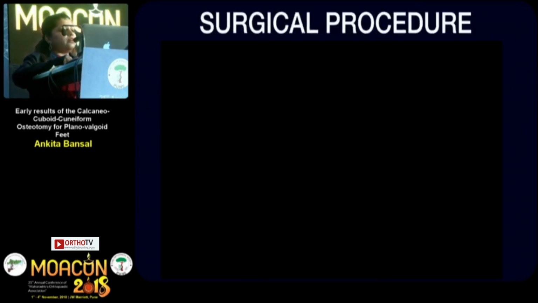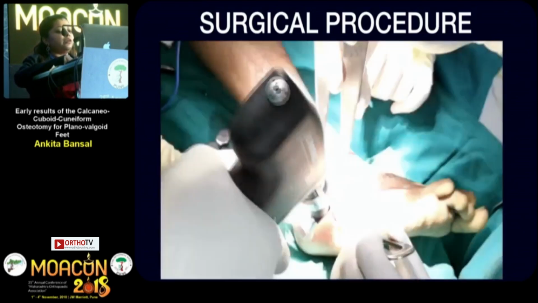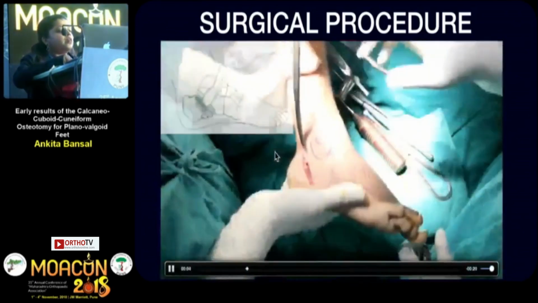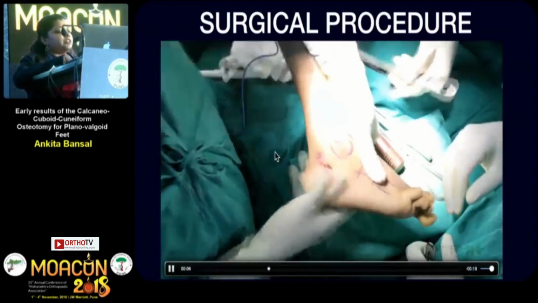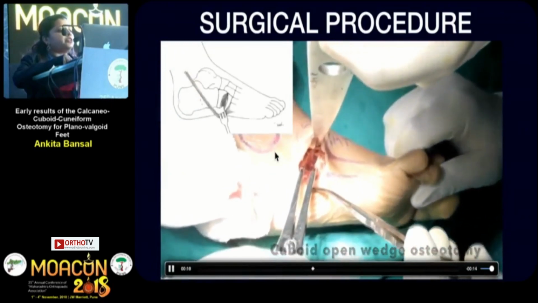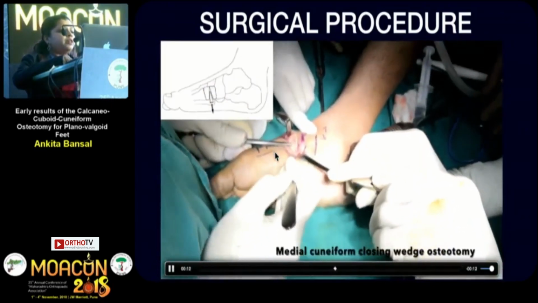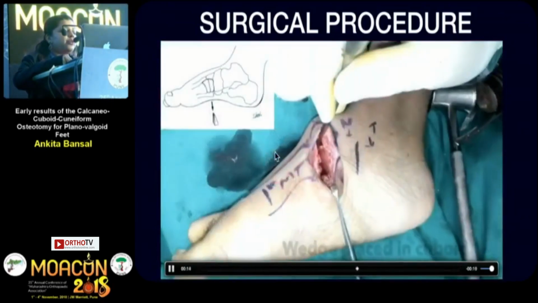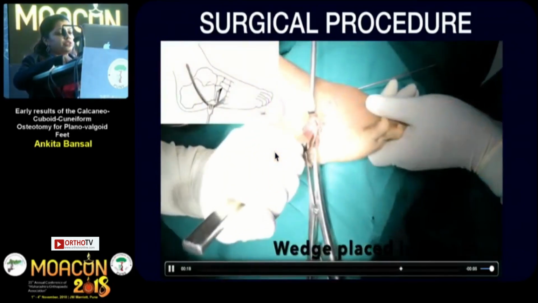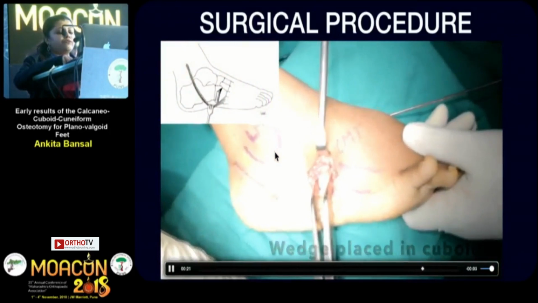The lateral cortex of the calcaneum is osteotomized with the help of a saw, leaving the medial cortex intact, and the osteotomy is completed with the help of osteotomes. The medial slide or translation is done to assess the correction. An open wedge osteotomy of the cuboid is done. The plantar flexion closed wedge osteotomy of the medial cuneiform is then done. The wedge is flipped and inserted into the cuboid. The osteotomies are fixed with K-wires.